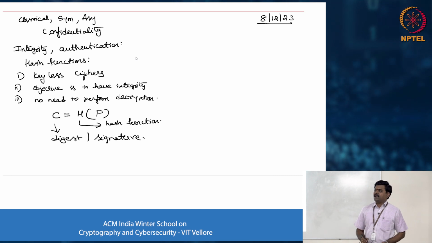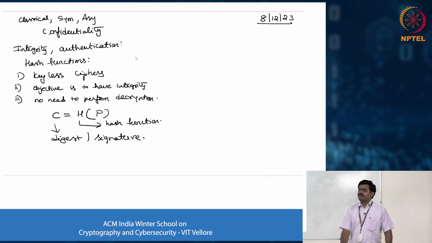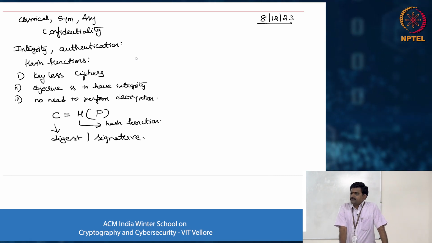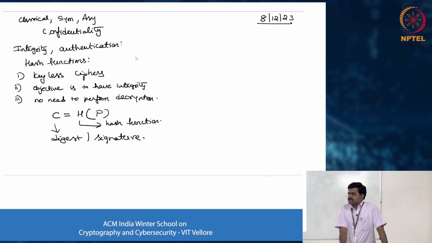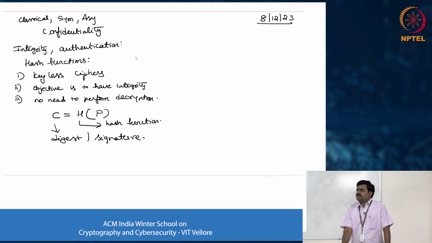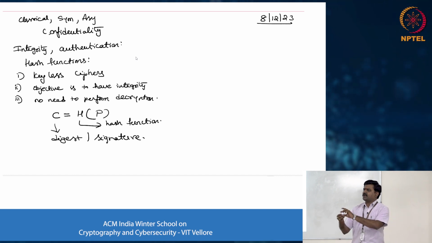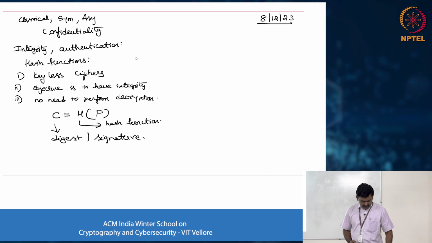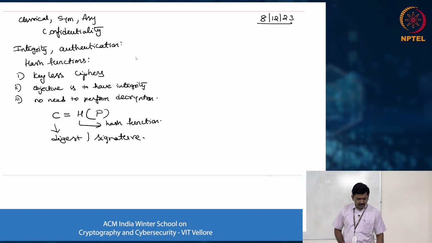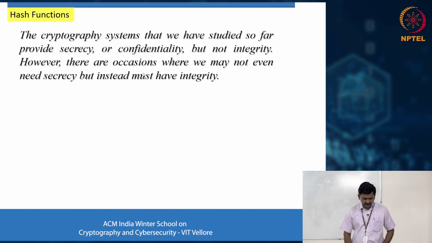You have looked at encryption algorithms, which are symmetric and asymmetric. The hashes have certain properties. It's not that you can take any function and call it a hash function. So let us understand what those basic properties are.